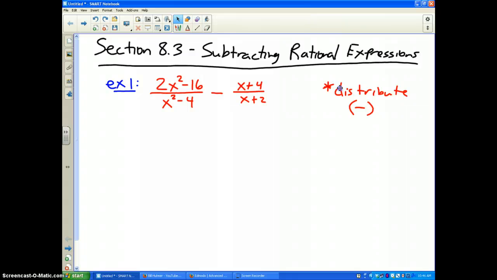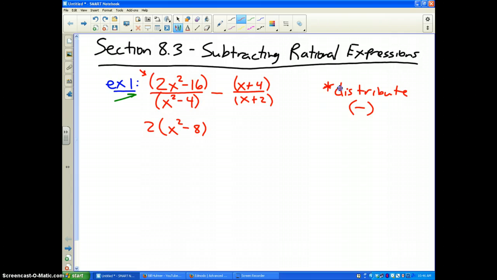And again, the first thing I notice is I'm going to have to do some factoring, both numerator and denominator over here. So the first thing that I'm going to do is put parentheses around everything like I've taught you before. And we're going to factor the numerator. Well, it looks like I can pull out a 2. So if I factor out a 2, I'm going to get x squared minus 8, which actually doesn't factor very well. So we're just going to leave that.